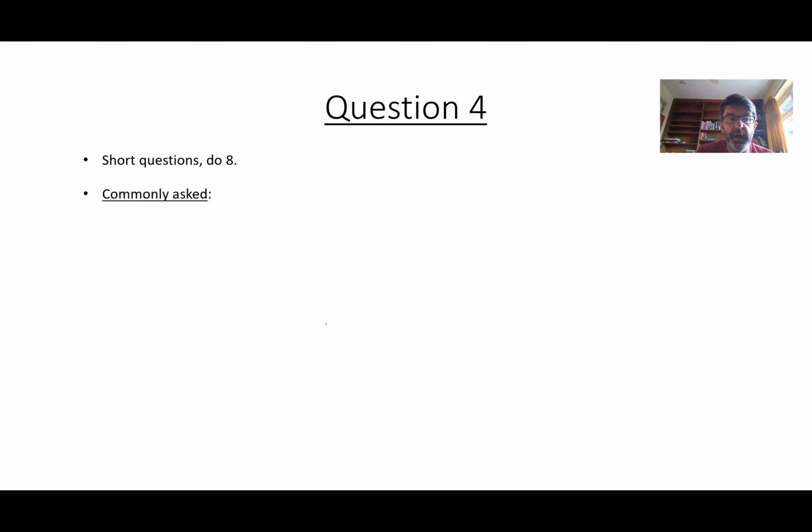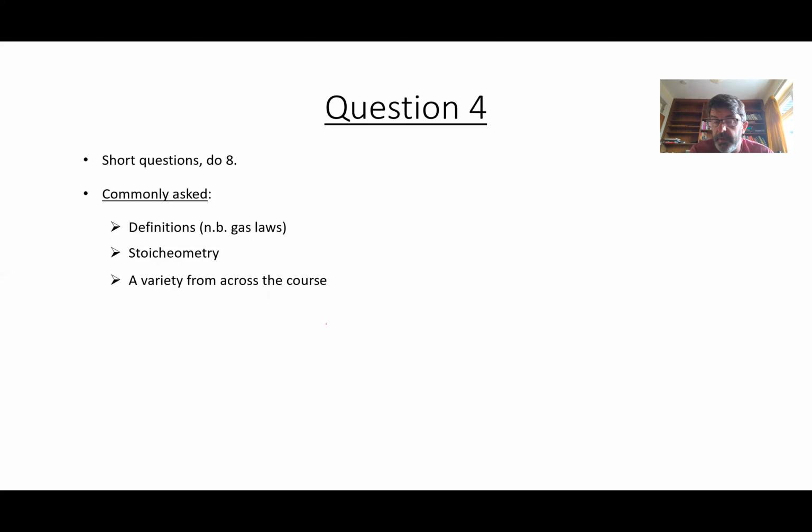All right. Question 4 is next. Question 4 is just a mishmash of the whole course. Short questions, you do 8 of them. What's commonly asked is definitions. In particular, the gas laws are quite often asked. There's always a little bit of stoichiometry in there. And really, it's just a variety from across the course. They could ask you some organic structures, a little bit about water, some radioactivity. They can ask you conjugate acid-base pairs, which is another common enough one that I didn't mention. So it's quite a bit.